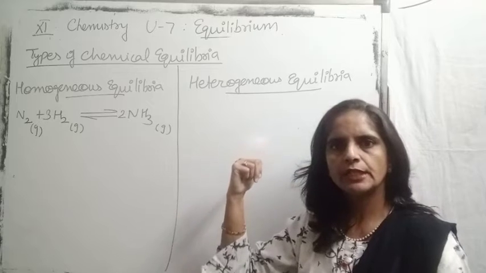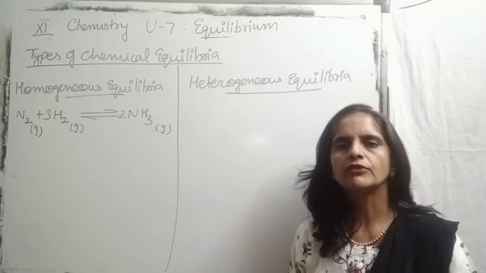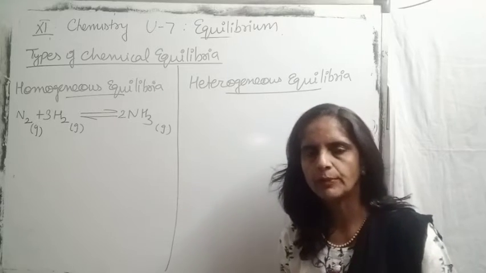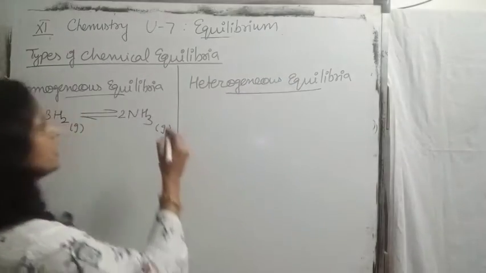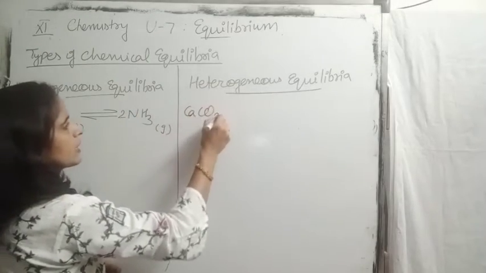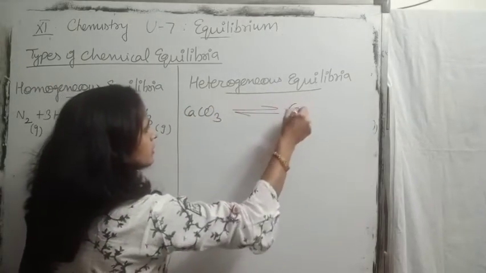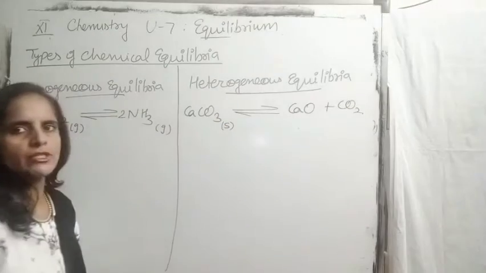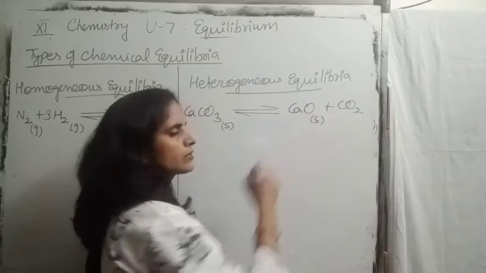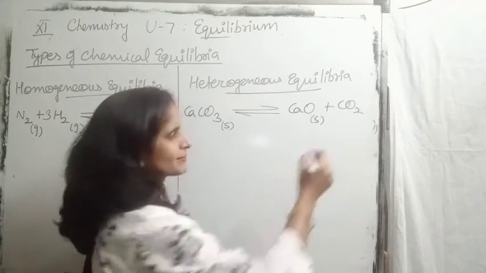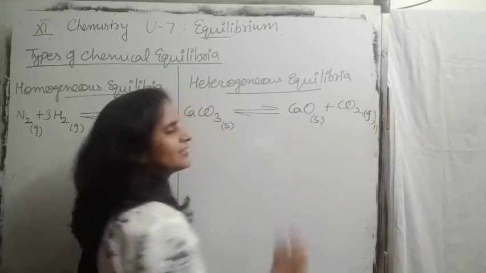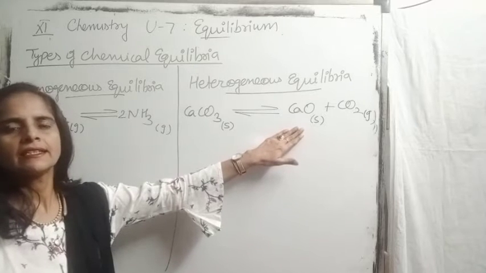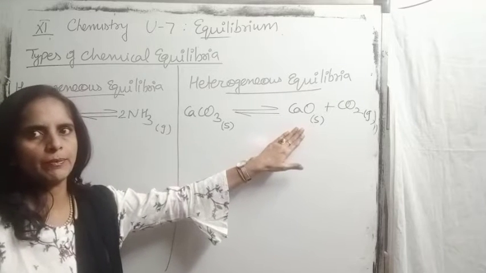Now heterogeneous: if the physical state of reactants and products are different, that is termed as heterogeneous equilibrium. For example, we can take the decomposition of calcium carbonate giving calcium oxide and CO2. Physical state: calcium carbonate solid, calcium oxide solid, same, but CO2 is gaseous state, different. So this indicates a type of heterogeneous equilibrium.